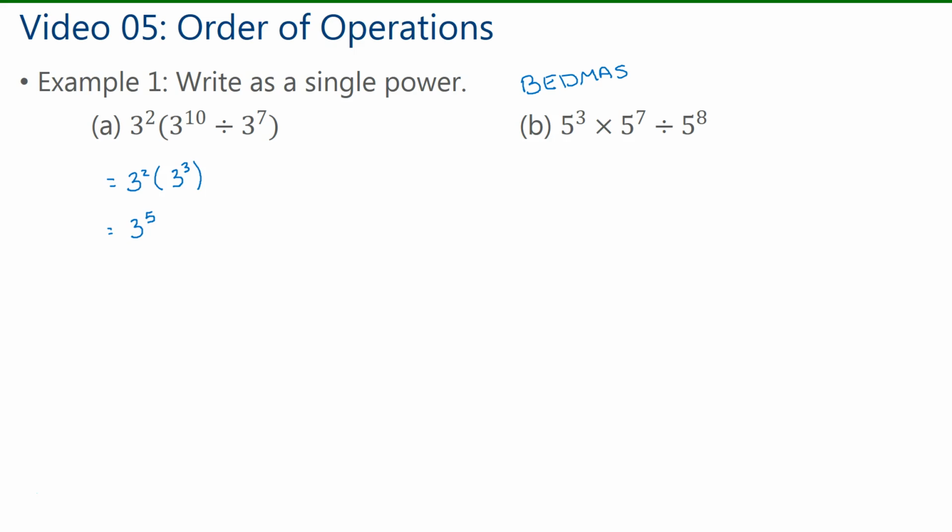Now for B, we have a multiplication and a division, and BEDMAS states that we do those in the order that they appear from left to right. So we'll start with the multiplication. 5 to the 3 times 5 to the 7 is 5 to the 10, since we add the exponents together. Now 5 to the 10 divided by 5 to the 8 is going to give us 5 to the 2, since we subtract.